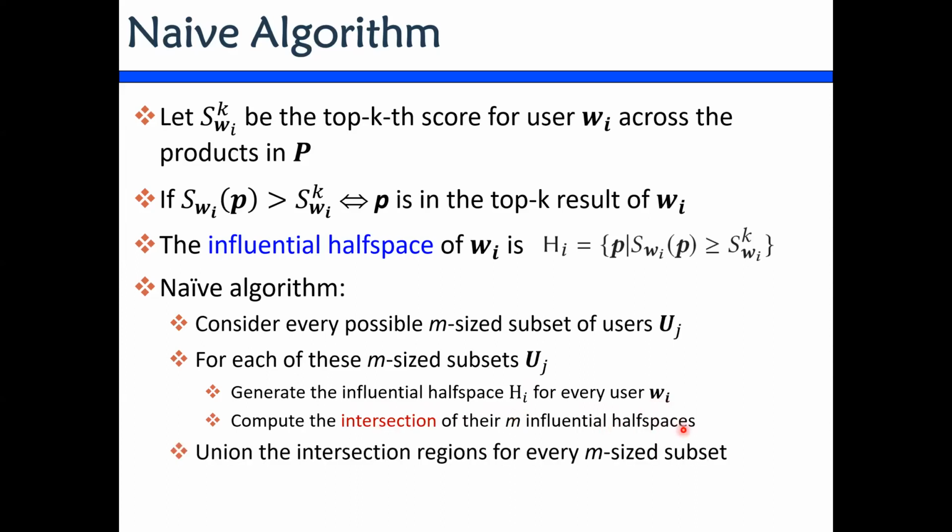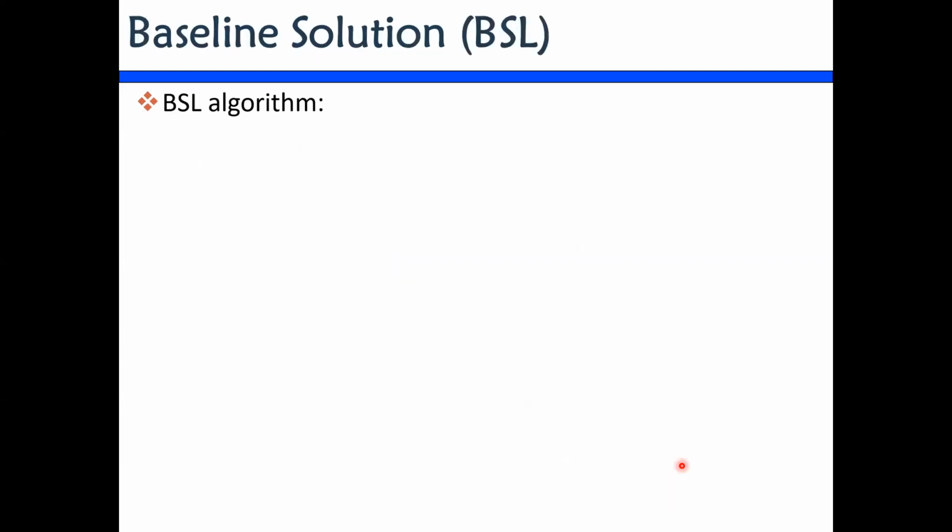After having done that for each and every possible m-sized subset of users, it takes the union of all the regions that correspond to each of them. While this is a theoretically correct algorithm, it is impractical. It is too slow. So one step towards something more efficient is the baseline solution.